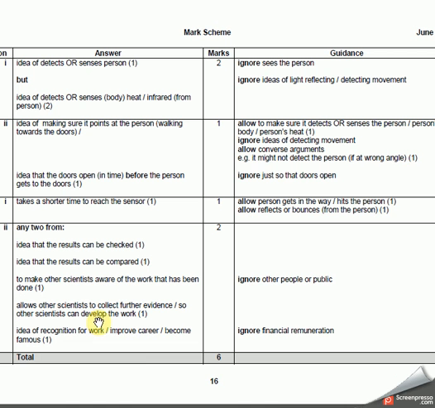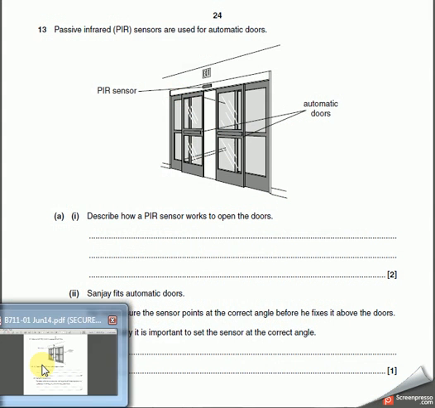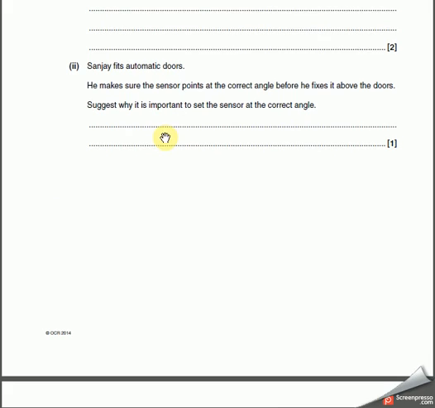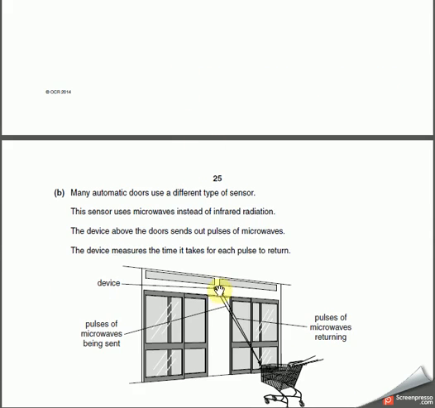Let's have a look at what the mark scheme says. It takes a shorter time to reach a sensor. Am I reading the right question? No, I'm not. Idea of making sure it points towards a person walking towards a door, or idea that door opens in time before a person gets to the door. So it's about the sensor being at the correct angle with this question. Okay, so it's the idea that it opens the door, or works at the correct angle. So that's basically it, the correct angle.